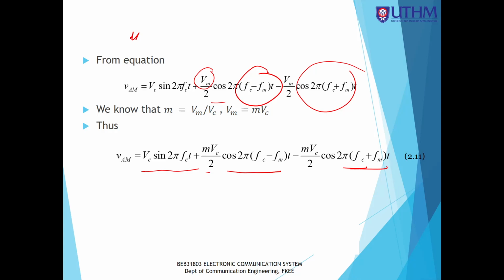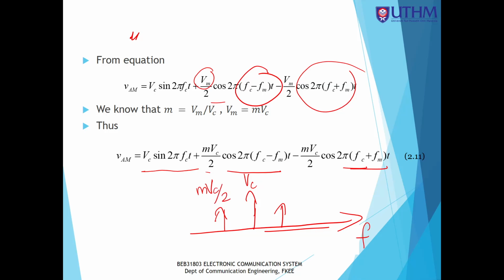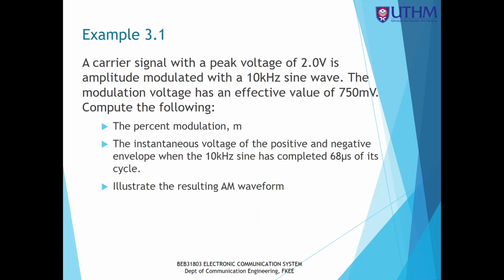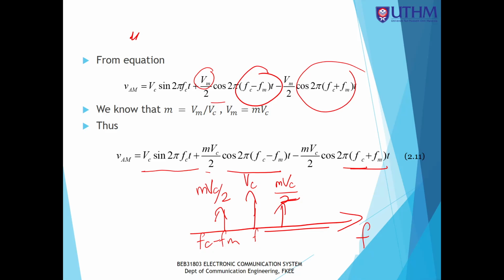So that means the frequency spectrum will look like this. This is Vc, this is MVc over 2, this is MVc over 2. This is the lower sideband, Fc minus Fm. This is Fc, and then this is the upper sideband, Fc plus Fm.